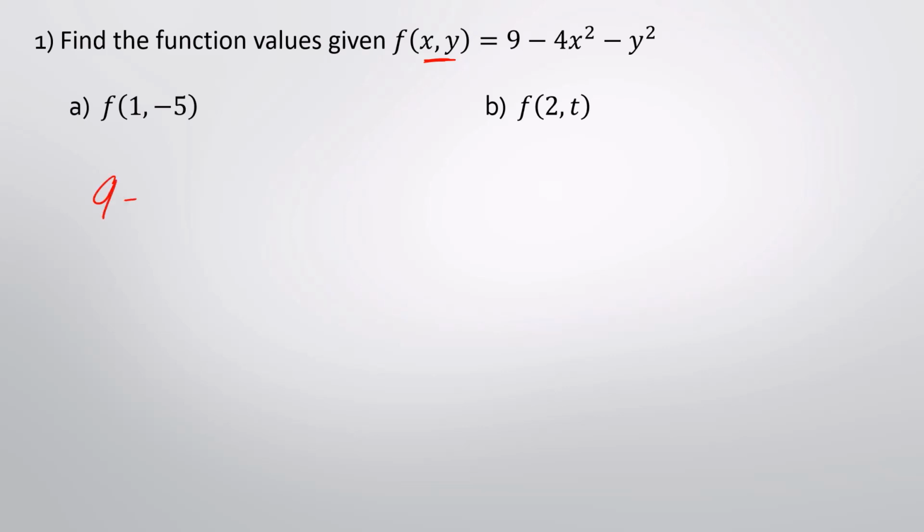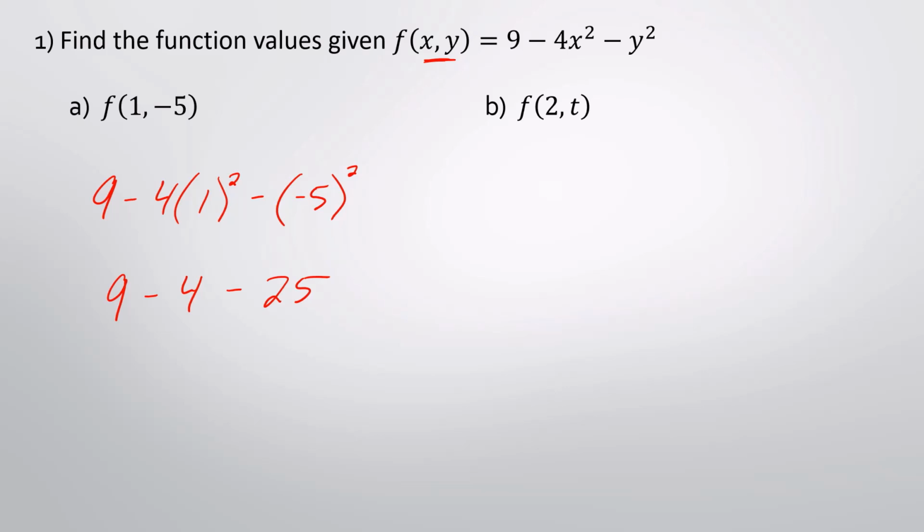I've got 9, take away 4 times the x value being squared, minus the y value being squared. So now I just simplify using order of operations: start with our exponents, then do our products, then our addition and subtraction. So 9 is just going to hang out for a second, minus 1 squared is 1, times 4 stays 4, and then -5 squared, that's 25. Keep the subtraction, so minus 25.